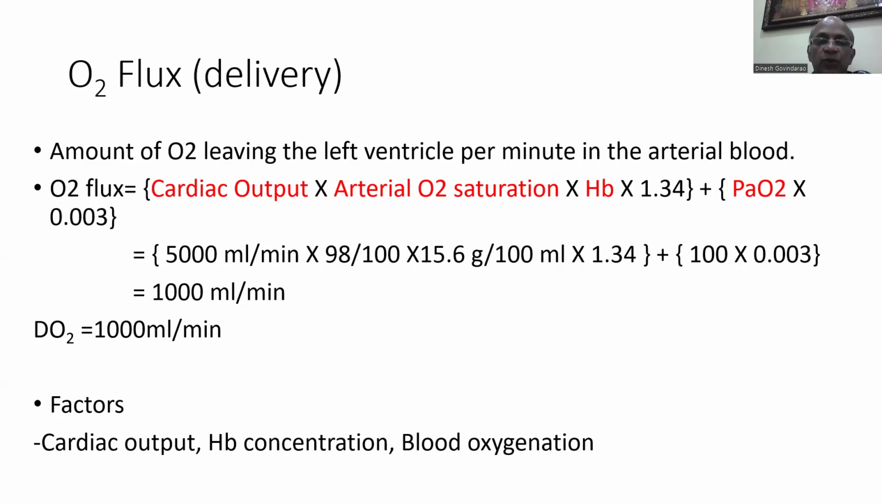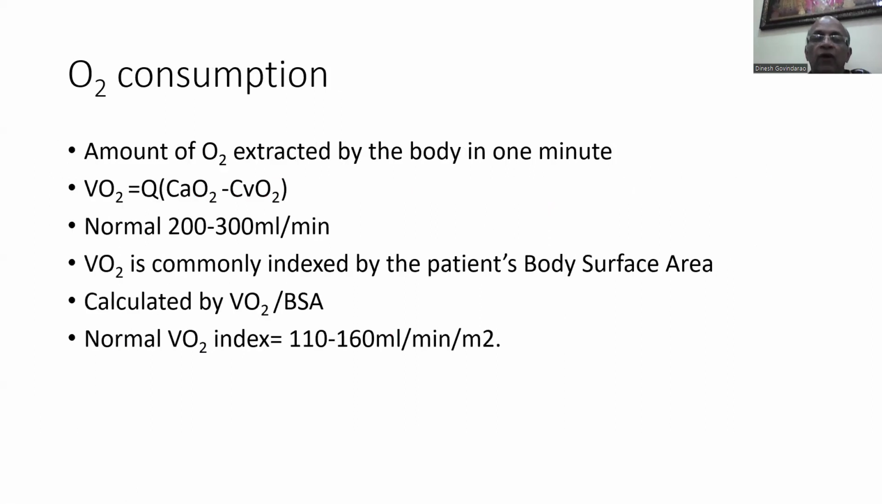As shown in the formula, it is affected by the cardiac output, the hemoglobin concentration, and the oxygenation of the blood. The oxygen which is going to the tissue is consumed by the tissues, and the amount of oxygen extracted by the body in 1 minute can be calculated by Q, or cardiac output, times the difference between the arterial and venous oxygen content. Normally it is about 200 to 300 ml per minute. It is commonly indexed by the patient's body surface area. The normal VO2 index is 110 to 160 ml per minute per square meter body surface area.